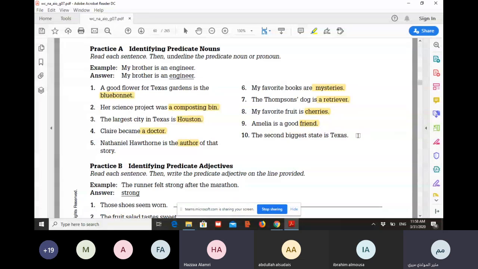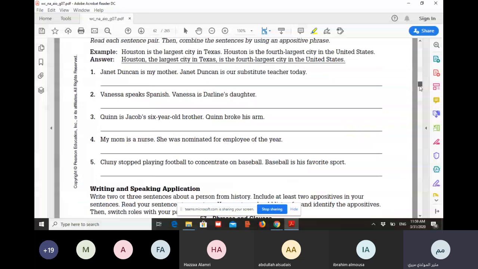Texas, very good. As you noticed, all the words come after the linking verbs. The first sentence has "was," which is verb to be in the past. "Became" is also a linking verb because you can replace it with verb to be. We have "is." The sixth sentence has "are," "is," and "is." So all of them are linking verbs. Is it clear? Yes.